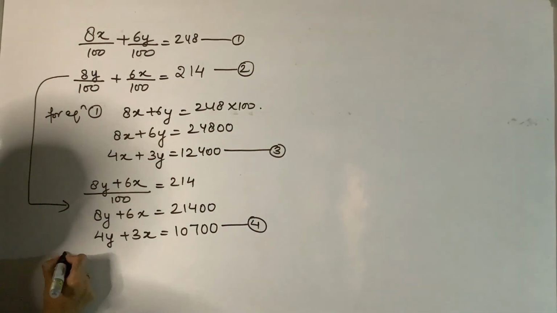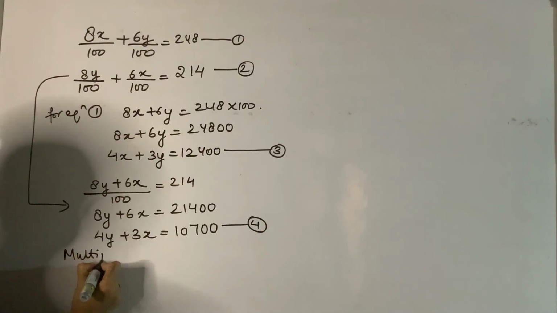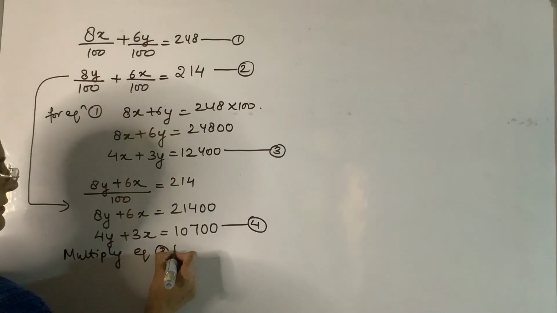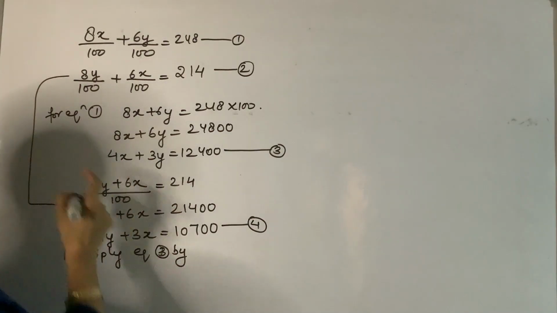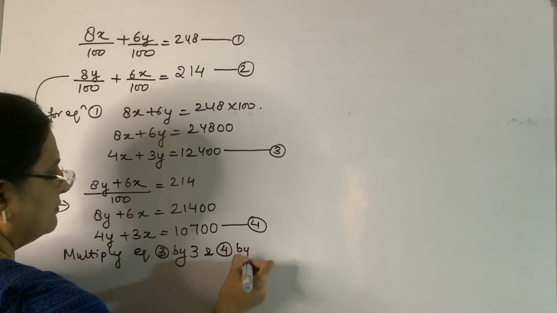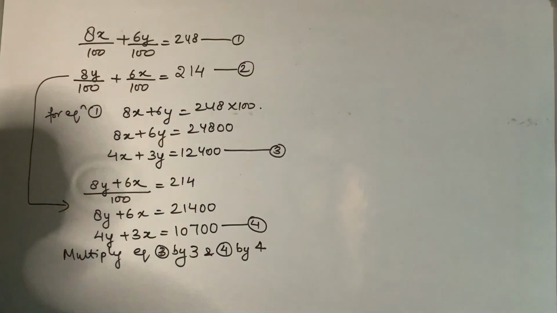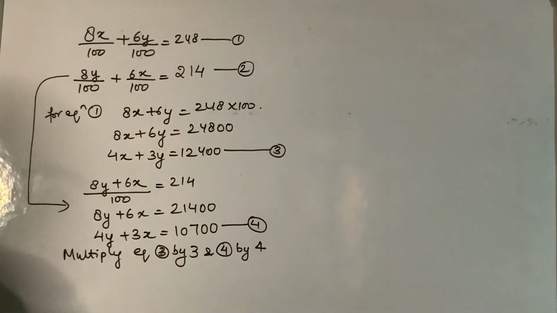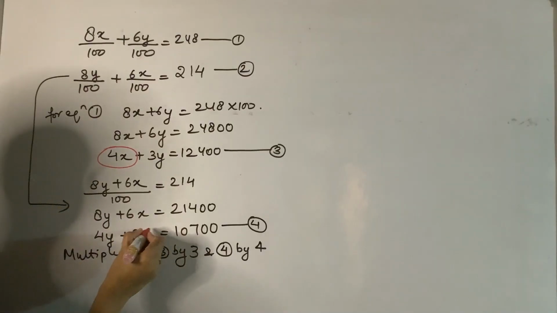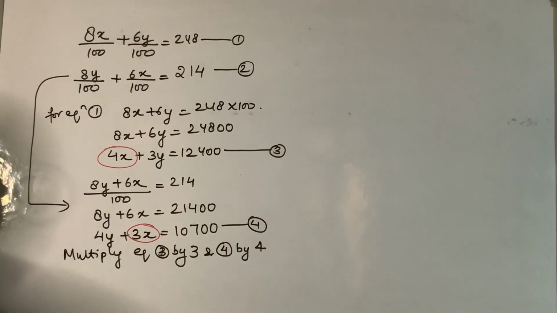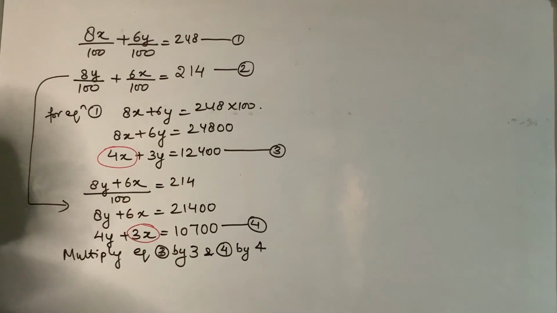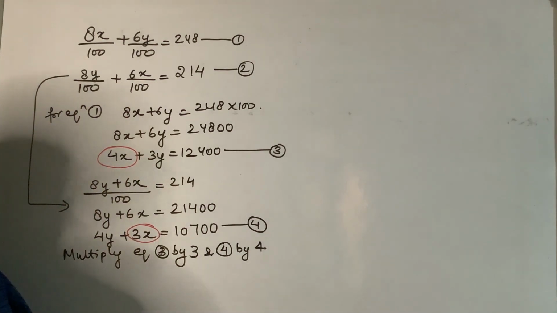So what will we do? Multiply equation 3 by 3 and equation 4 by 4. Why are we doing this? In order to equate the coefficients. Over here, if you see, it is 4x and over here it is 3x. So multiply this by 3 and multiply this by 4. So the coefficients will equate.